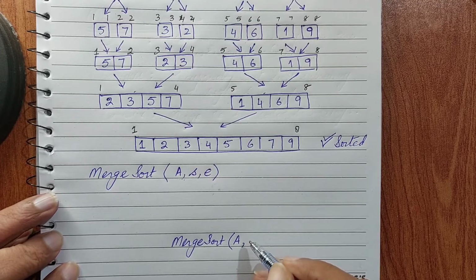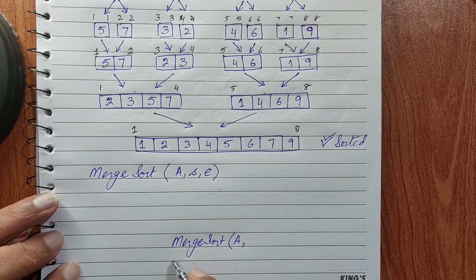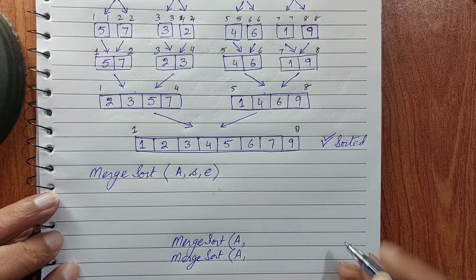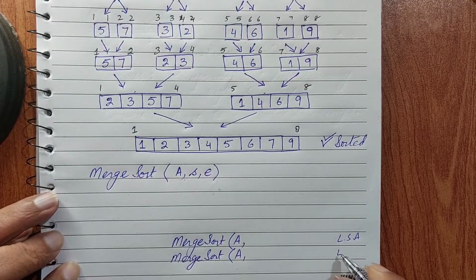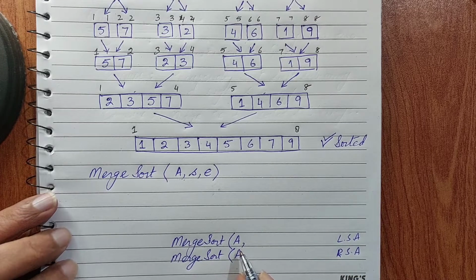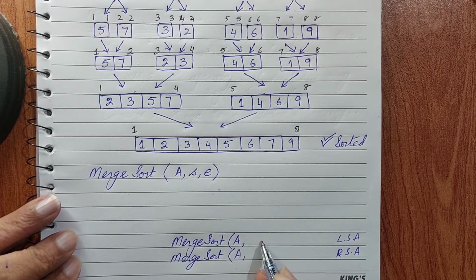Now what would be the starting index? Basically we are applying merge sort on the left subarray and on the right subarray. Now we have to check what would be the starting index and ending index of the left subarray, and the starting index and ending index of the right subarray. So both are the things.